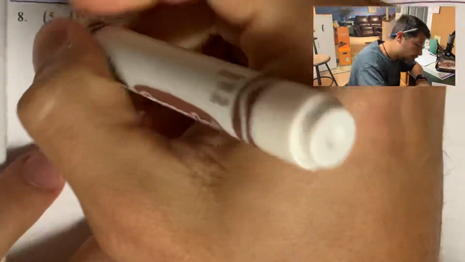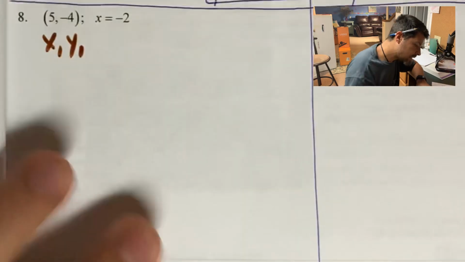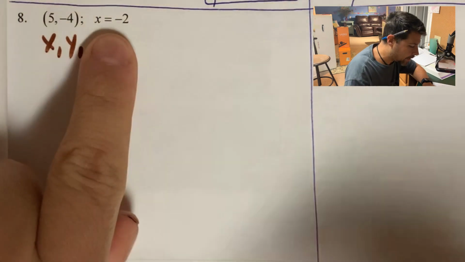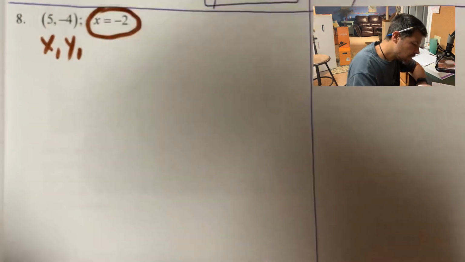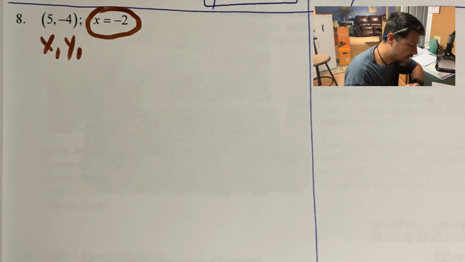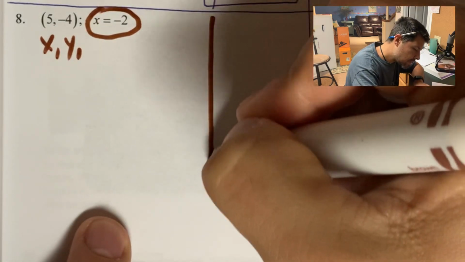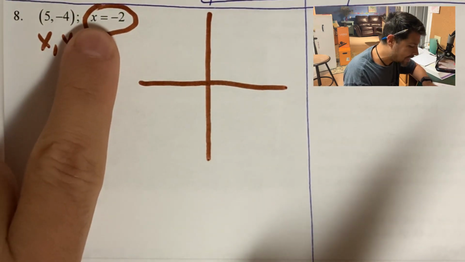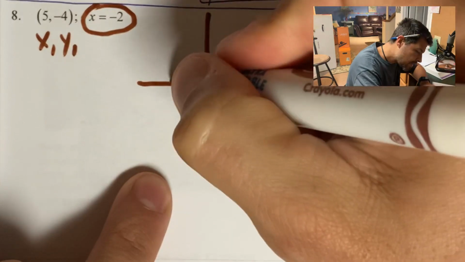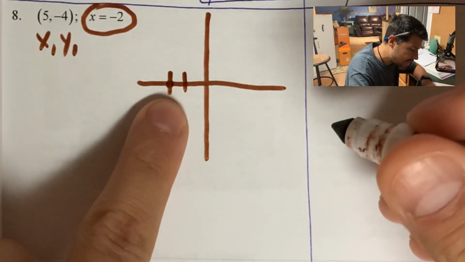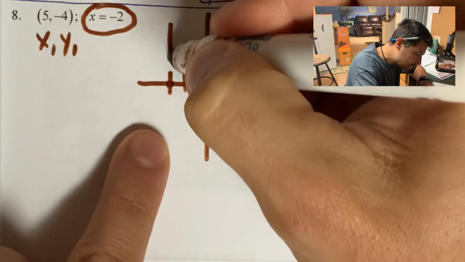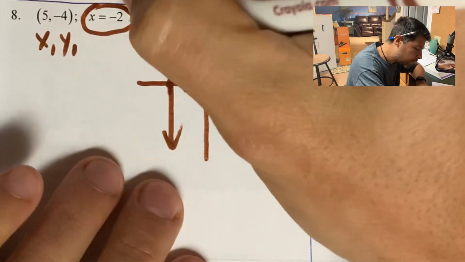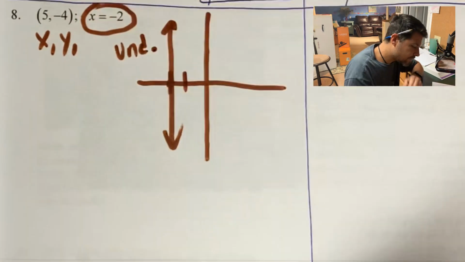Number 8. They give us a point, 5, negative 4. Let's call this x1, y1. Now this is a very interesting line here. x equals negative 2 does not look like anything else that we've had yet. I want to think about this. x equals negative 2 doesn't even have a y value. It says x equals, and what this means is that it goes through the x-axis at negative 2. And what that means is that it's just a vertical line. And if I think about this, the slope of a vertical line is undefined.